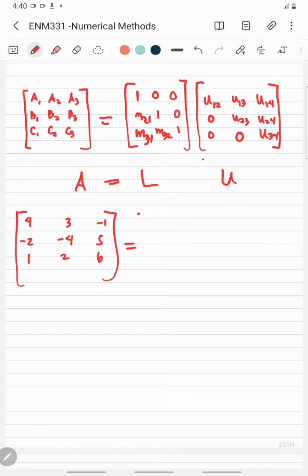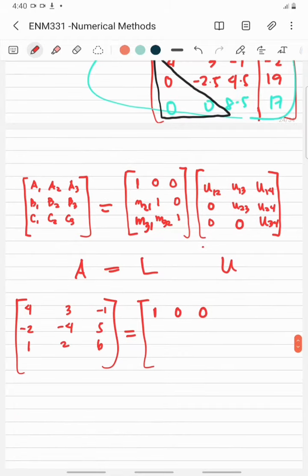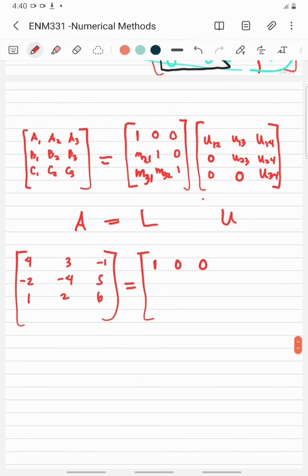Which is equal to the lower triangular matrix. So for the lower triangular matrix, we have to substitute the multipliers. For M21, we have negative 0.5, M31 is 0.25, M32 is negative 0.5. So we have negative 0.5. Then all the main diagonal is equal to 1. Then you also have 0.25. Then you have 0.5. Okay. So we have that matrix.